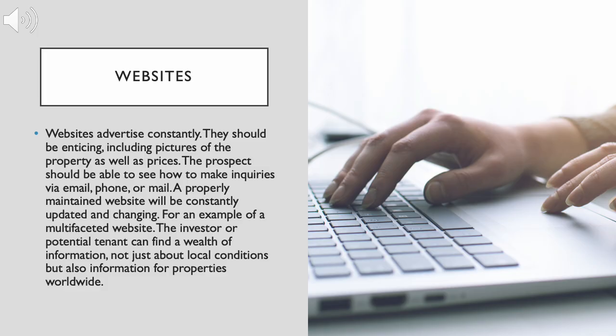Websites. Websites advertise constantly. They should be enticing, including pictures of the property as well as prices. The prospect should be able to see how to make inquiries via email, phone, or mail. A properly maintained website will be constantly updated and changing. For an example of a multifaceted website, the investor or potential tenant can find a wealth of information, not just about local conditions but also information for properties worldwide.